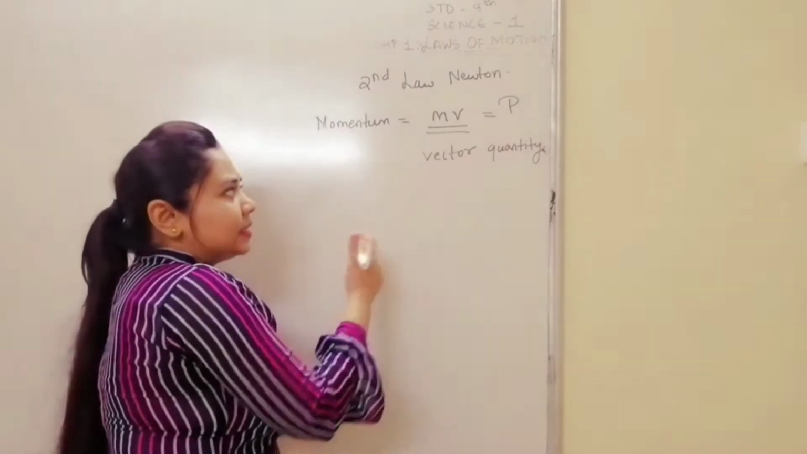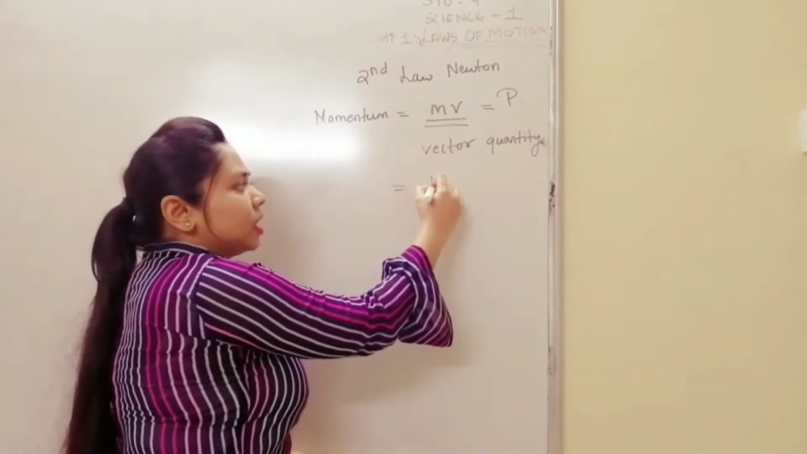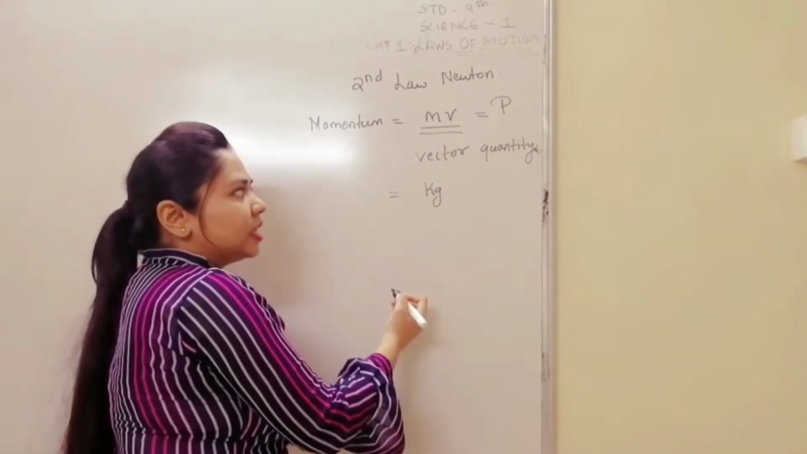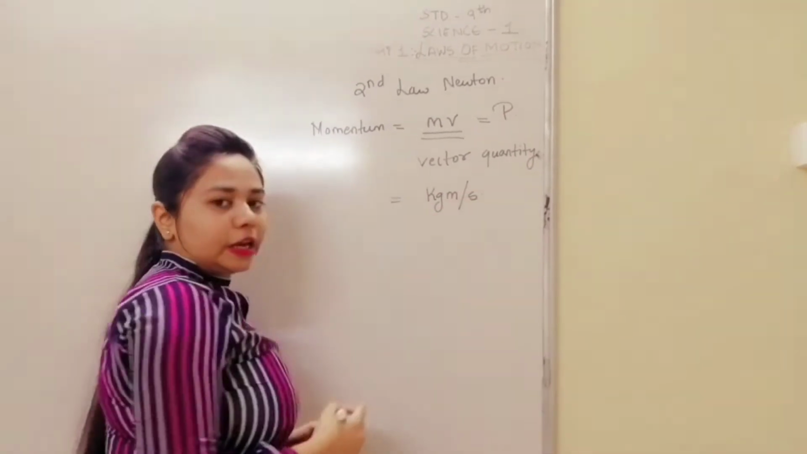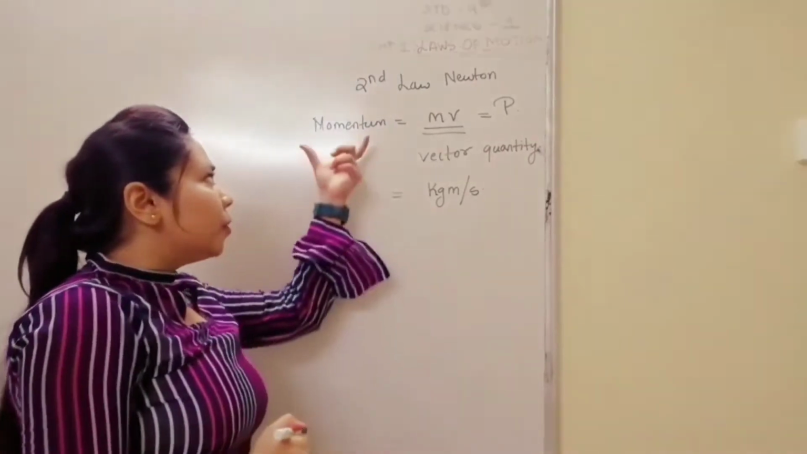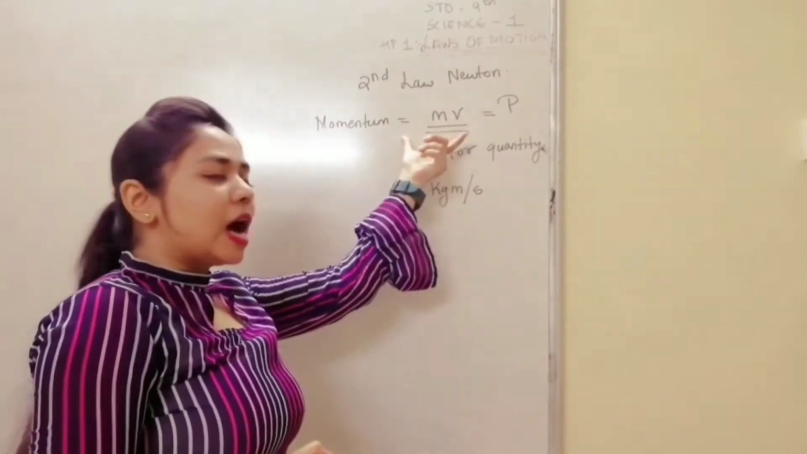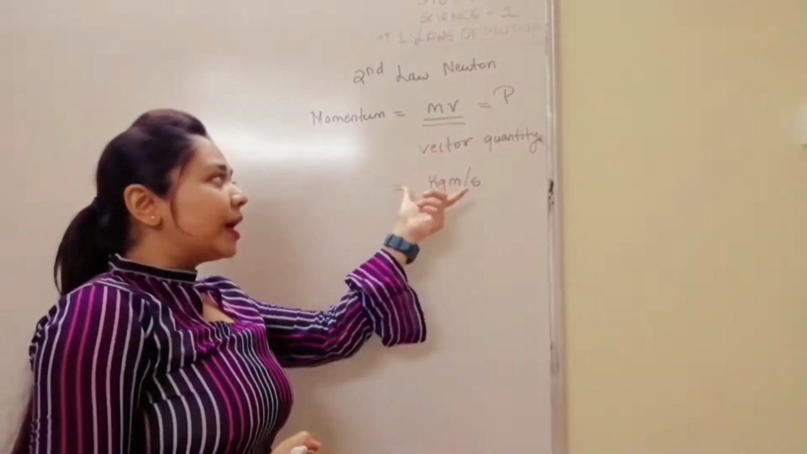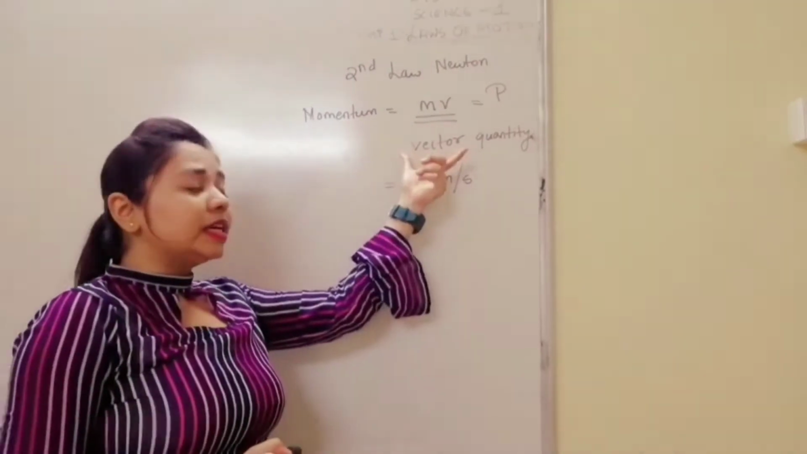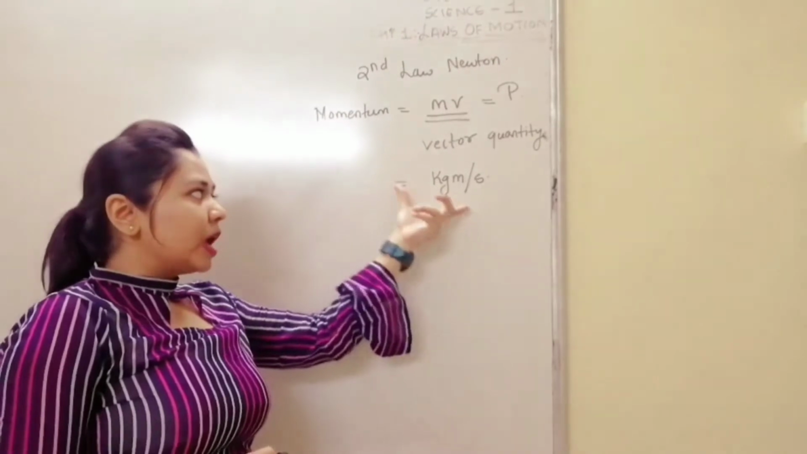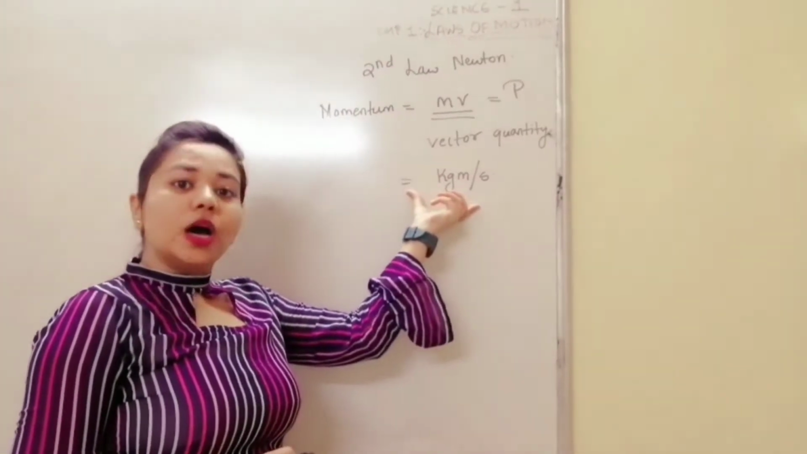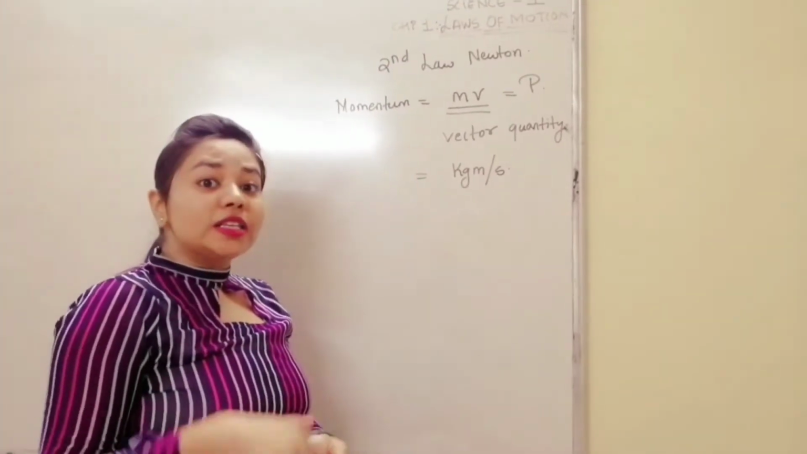What will be its SI unit? SI unit of mass is kg, and velocity is meter per second. So it is kg meter per second. Okay. So what is momentum? It is the product of mass into velocity. Since velocity is a vector quantity, momentum will also be a vector quantity, and the unit will be kg meter per second.